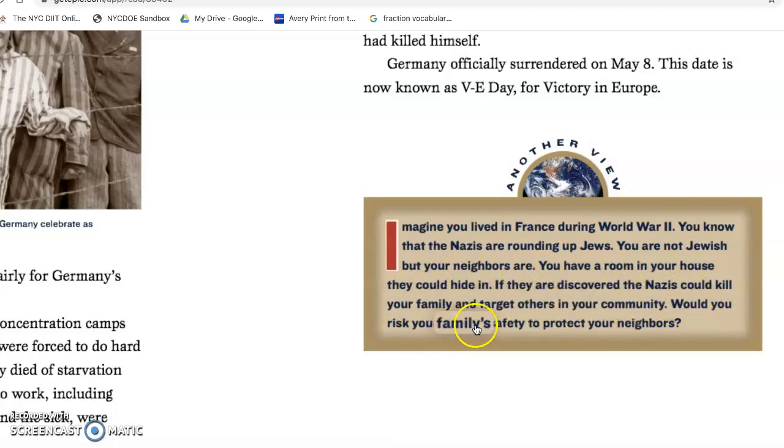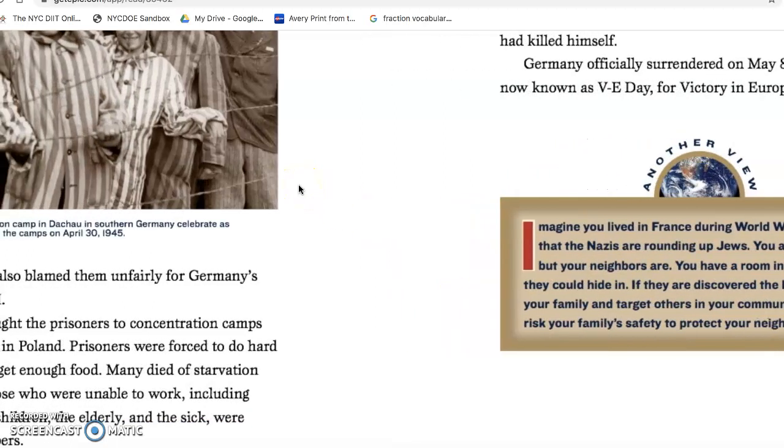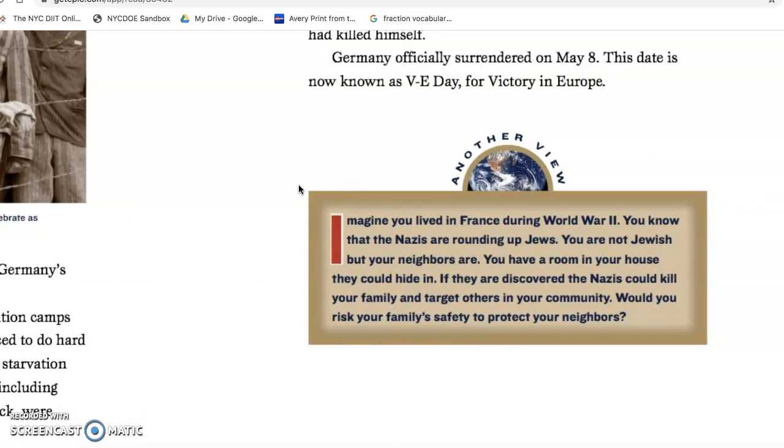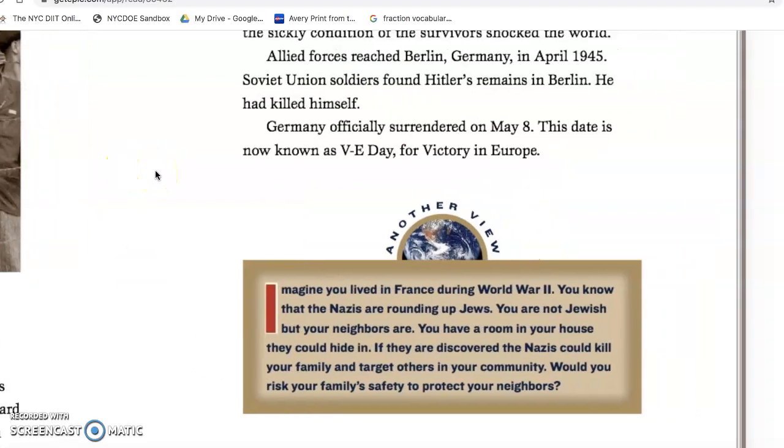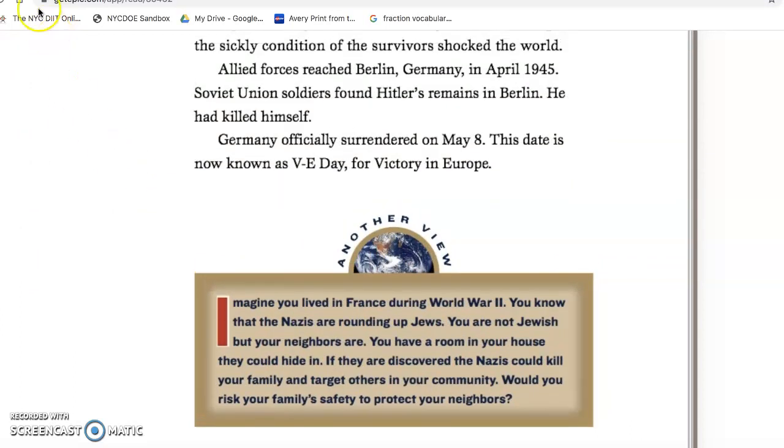Would you risk your family's safety to protect your neighbors? So when I read this part, I immediately thought back to Rose Blanche because that's what she did. She risked her own life to help save the Jewish children in the concentration camp. She didn't save them, but at least she was helping by feeding them.